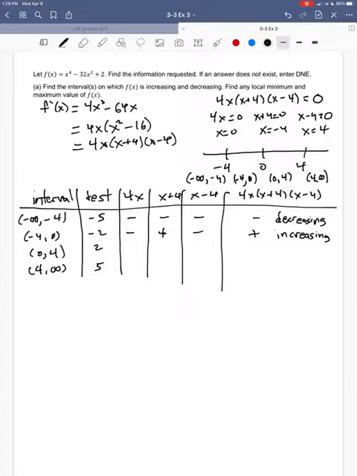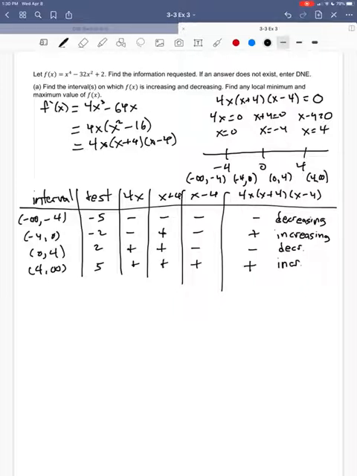Now I plug in 2. 4 times 2, 2 plus 4, 2 minus 4. So negative, so the function will be decreasing. And then when I plug in 5, I get positive times positive times positive, right? I'm just looking, 4 times 5 is positive 20. 5 plus 4 is positive 9. 5 minus 4 is positive 1. Positive times positive times positive is positive, so that will be where my function is increasing.